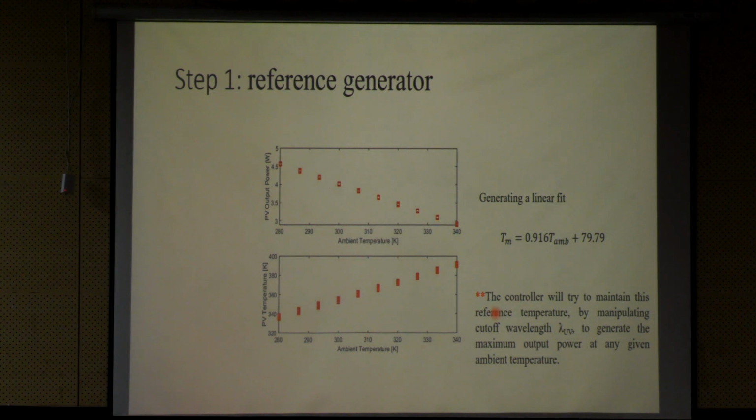Okay. So now the controller is trying to maintain a reference temperature by manipulating what should be the cutoff frequency that we want to filter out, so that I can generate a maximum output maintaining the temperature of the PV panel.